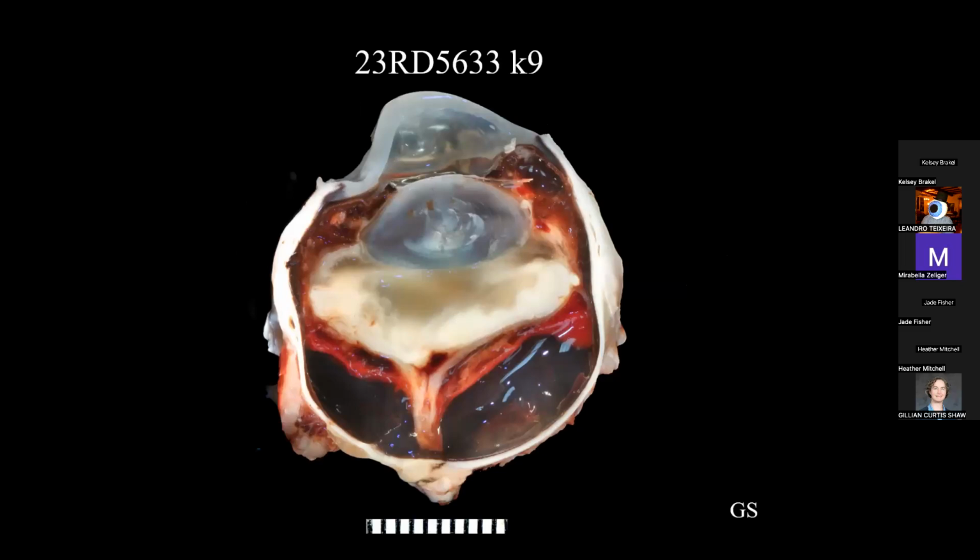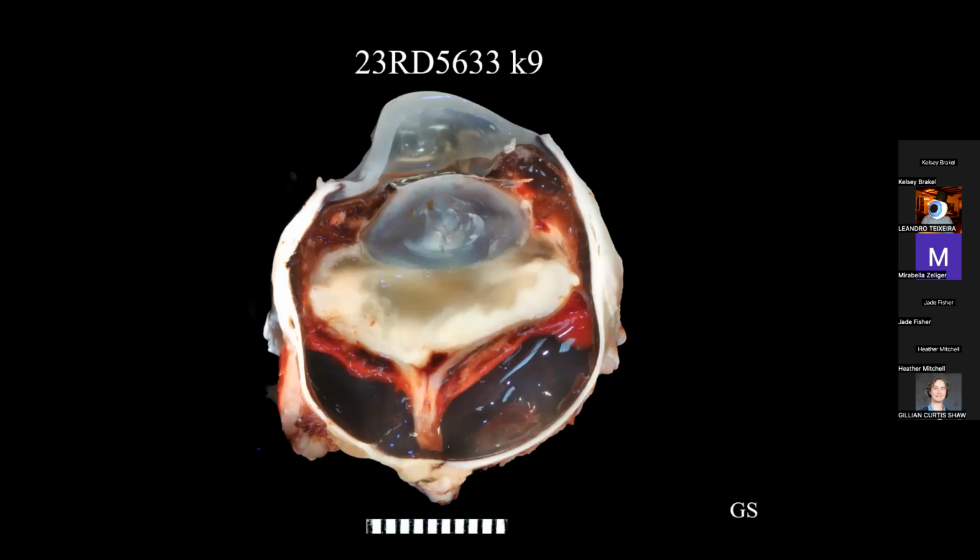All right, our next case is a 9-year-old German Shepherd. We got the left eye. They diagnosed anterior uveitis and secondary glaucoma and blindness. The dog also had superficial ulcerative keratitis and a cataract. Oh, that was the other eye. Sorry, no cataract in this eye.